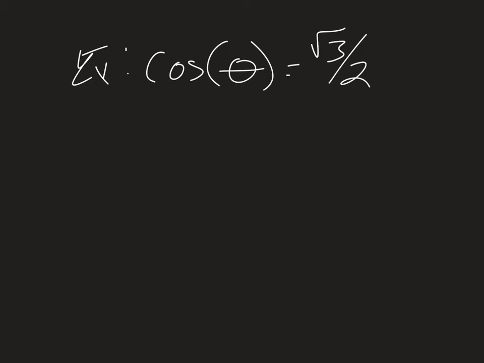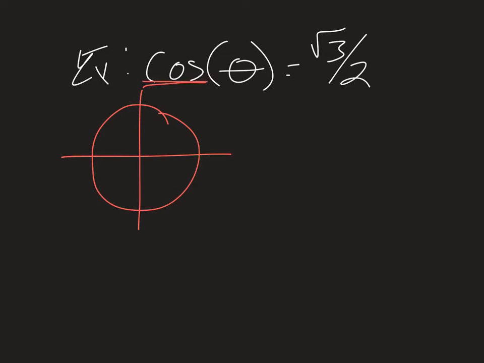is, okay, if I'm on a unit circle on the coordinate grid, and remember, all trigonometric functions are based on the unit circle, and if we're looking at cosine, that tells me my x-coordinate is square root of 3 over 2. And that would be positive. So we're going to move to the right, however far square root of 3 over 2 is. And we're going to look at, okay, what angle is this? So let's just start there.